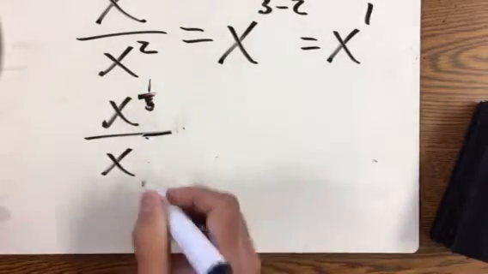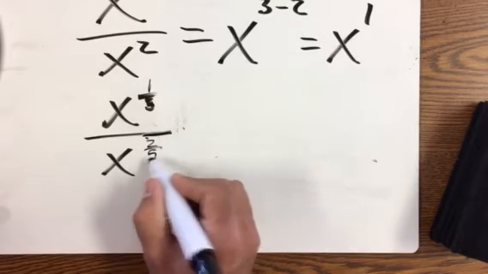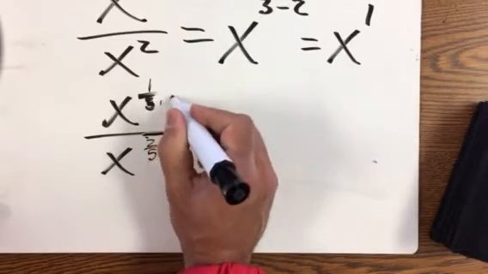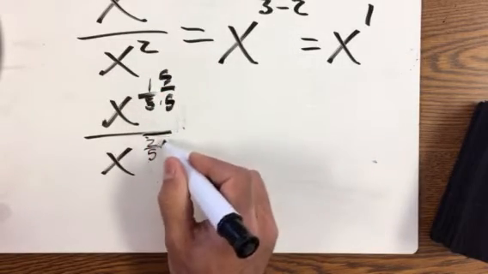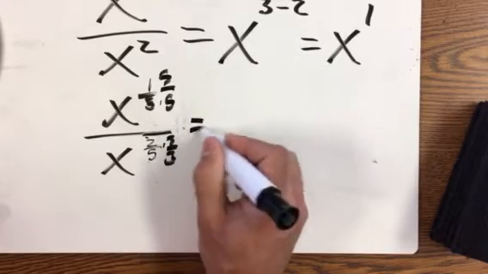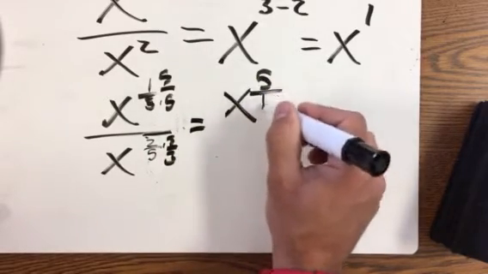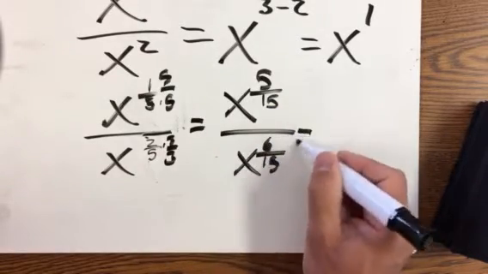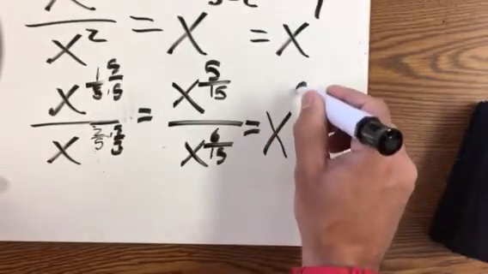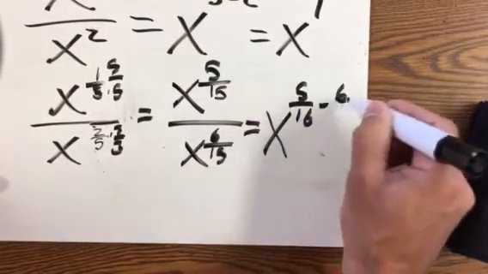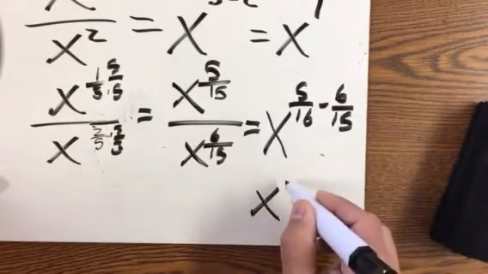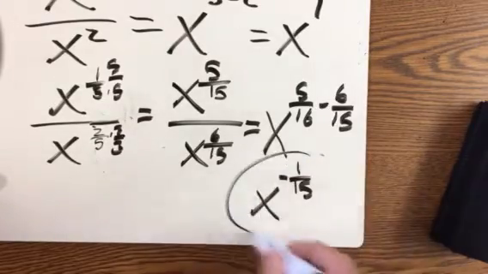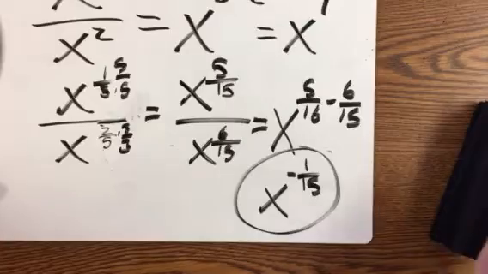So that says 1/3, very sloppily. That says 2/5. So I need to find something that 3 and 5 will both go into, which is 15. So times 5 over 5 and times 3 over 3. So it's going to give me x to the 5/15 over x to the 6/15. Common denominator, so now I can subtract. So 5/15 minus 6/15 is going to give me x to the negative 1/15. And we will get to where we change this, but not yet.